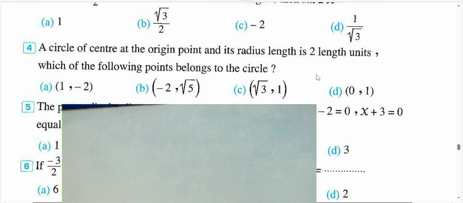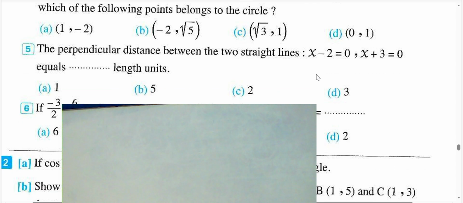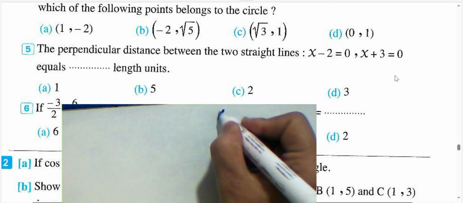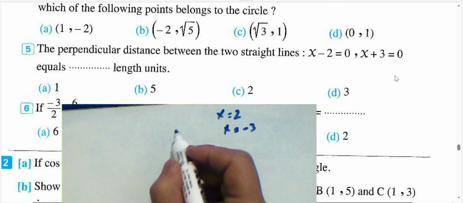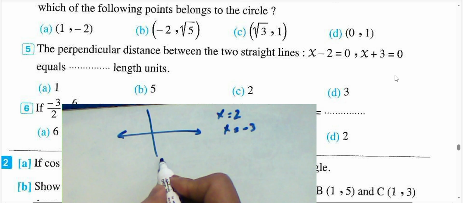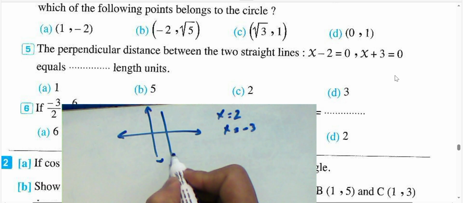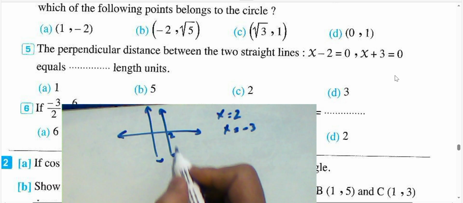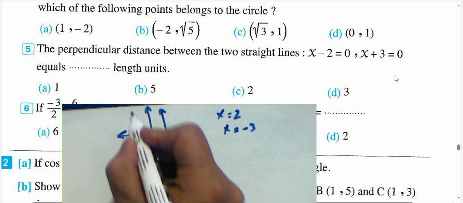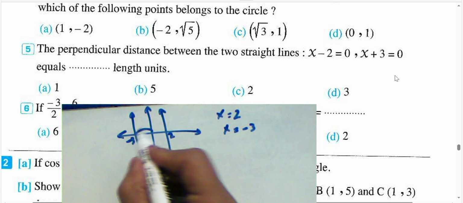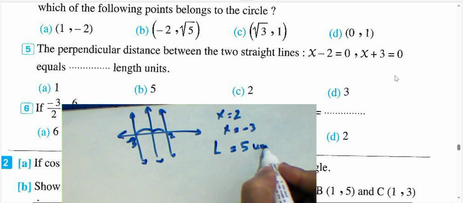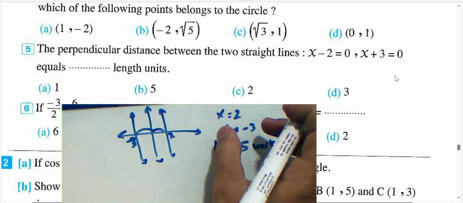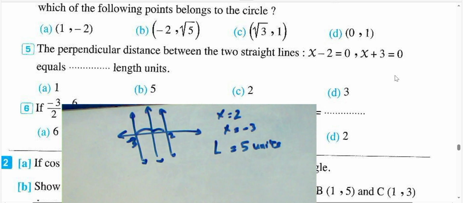Next question. The perpendicular distance between the two straight lines x minus 2 equals 0. The first equation, x will be equal to 2. And x plus 3 equals 0, then x equals negative 3. Then we have two straight lines. The first x equals 2, here cutting the x-axis at the point (2, 0), and the second x equals negative 3. In the distance we have 3 units and 2 units. 3 plus 2 equals 5. The length will be 5 units. Or you can write the absolute value of the first and second summation together. The result will be 5 units. Choose letter B.